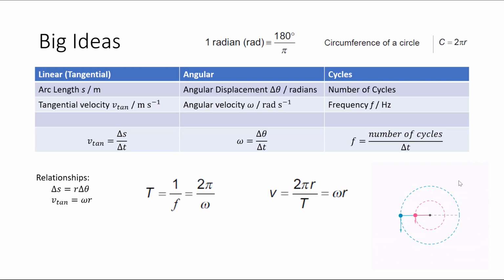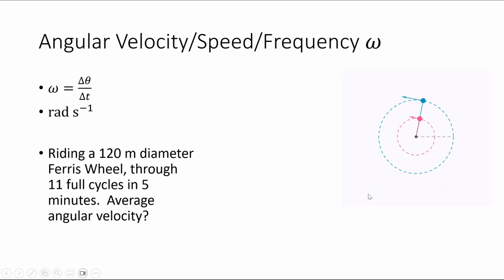Hey, this is a quick overview of angular speed or angular velocity. First of all, angular speed is just how quickly we move through angle, just as regular speed is our displacement over time. Angular speed is angle over time, how quickly we go through angle. And we use angular speed or angular velocity and angular frequency interchangeably.